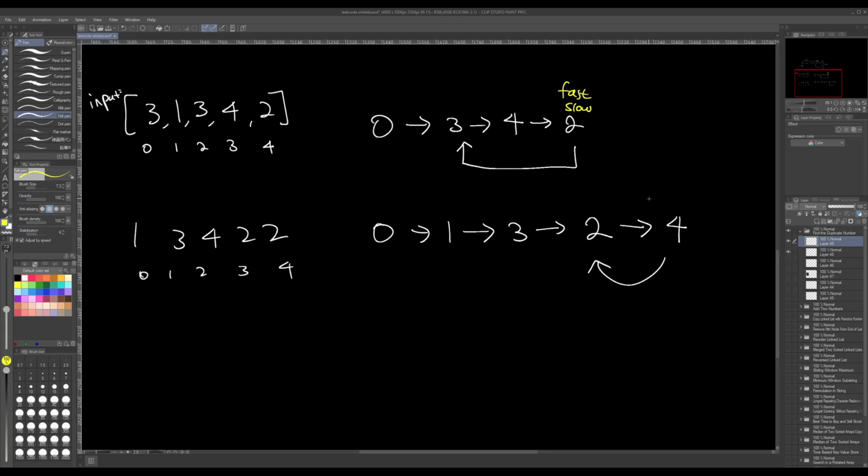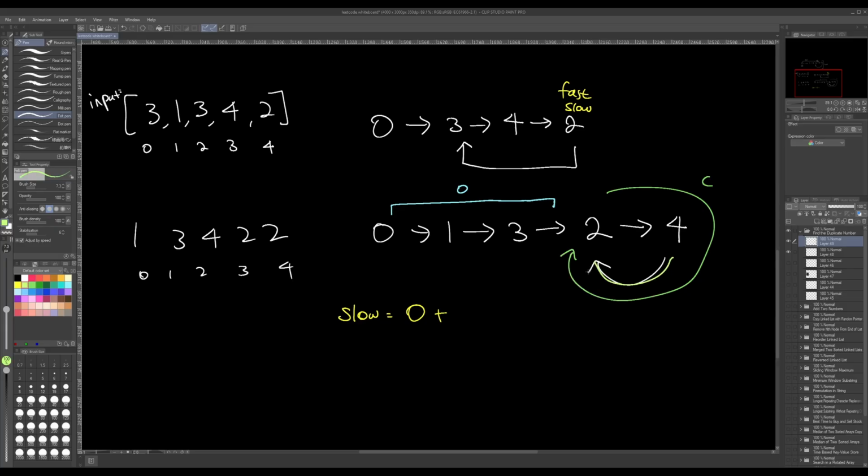How many nodes did slow travel before it reached the intersection here? Well, that's going to be equal to the onset here. So slow traveled the onset, I'll call it O, plus... So this is going to be O, and this is a C, or cycle. And then we have this, which is the distance between the intersection and the start of the cycle. I'm going to use a different color, and I'm going to call this X, okay?